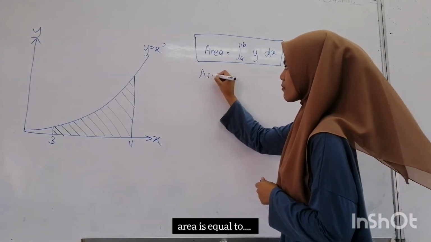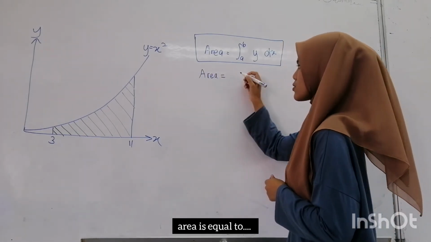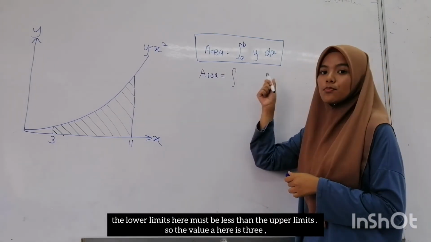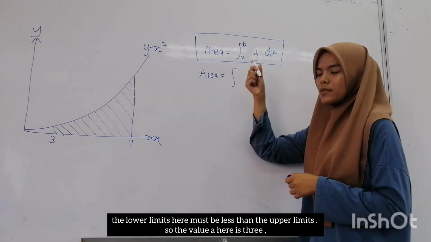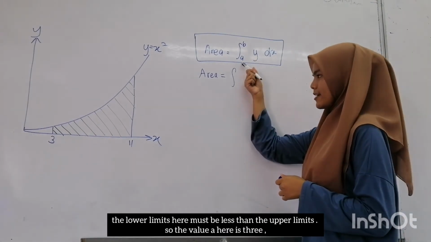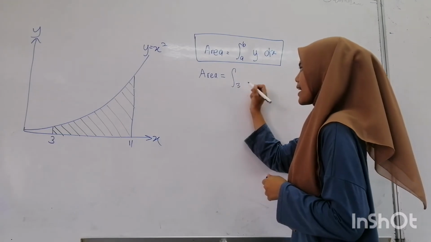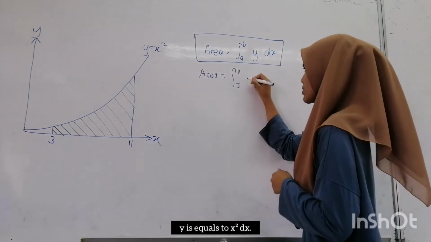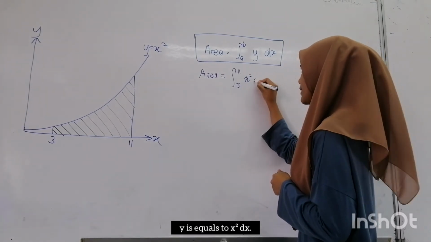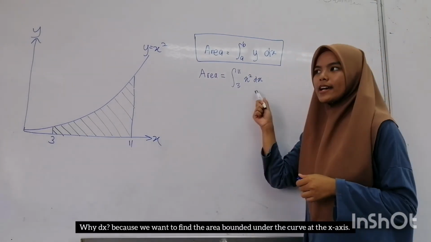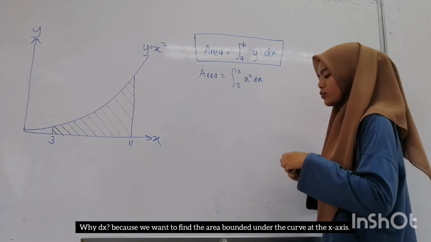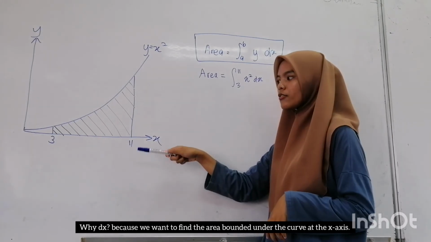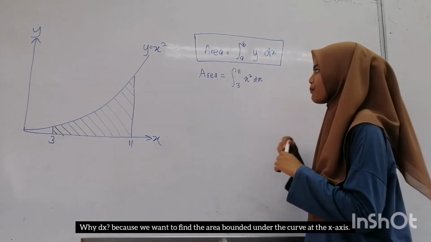Area is equal to the integral, where the lower limit must be less than the upper limit. So the lower limit here is 3 and the upper limit is 11. y is equal to x squared dx. Why dx? Because we want to find the area bounded under the curve at the x-axis.